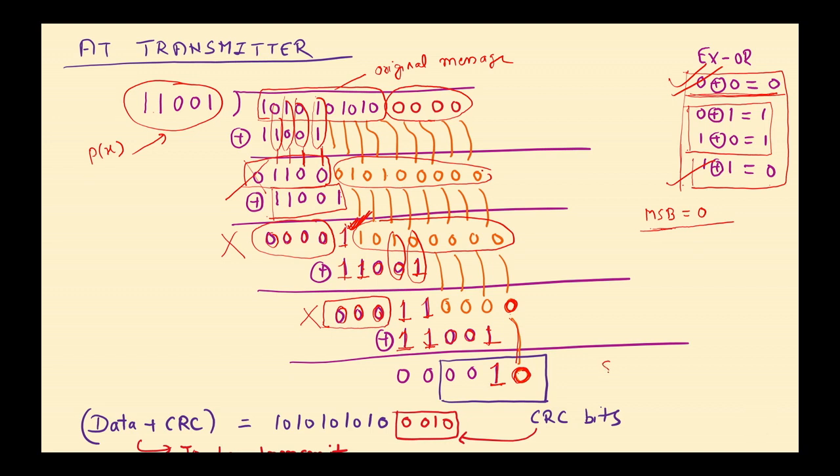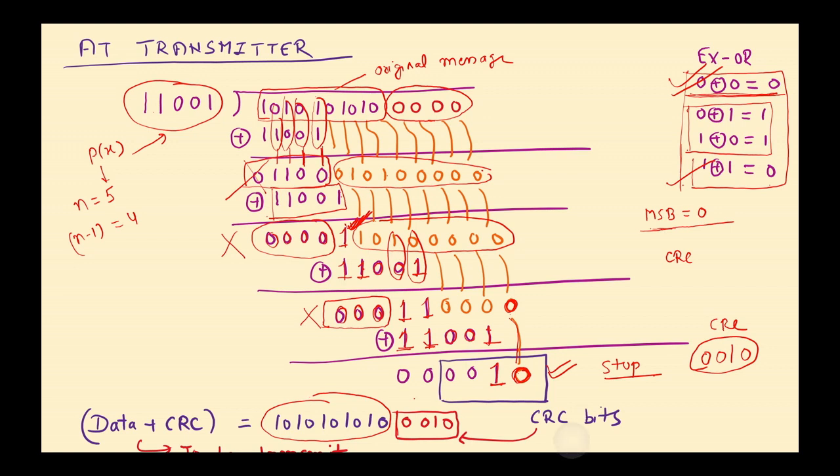So we have to stop this process here. We have already decided from the polynomial that this is 5 bits. So n minus 1 bits are included in the message, so we have to consider only 4 bits from the right side. These 4 bits are 0 0 1 0. This is the CRC. So this CRC we include in the message. This is the message and this is the CRC.